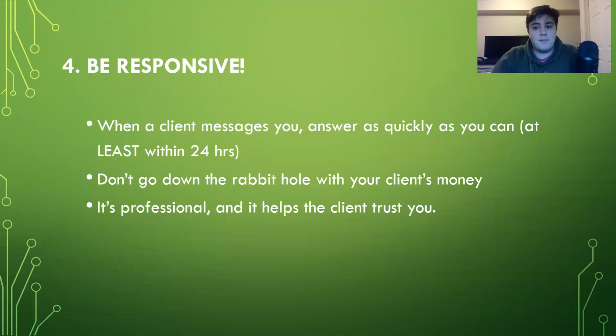What I see a lot of people do when they get clients, even some agencies, is what I call going down the rabbit hole with their client's money. What that basically means is they say, okay, Mr. Client, I'm going to manage $20,000 a month in ad spend. Now I'm just going to go down the rabbit hole and do it, and you won't hear from me. Don't do that. That will annoy the clients.